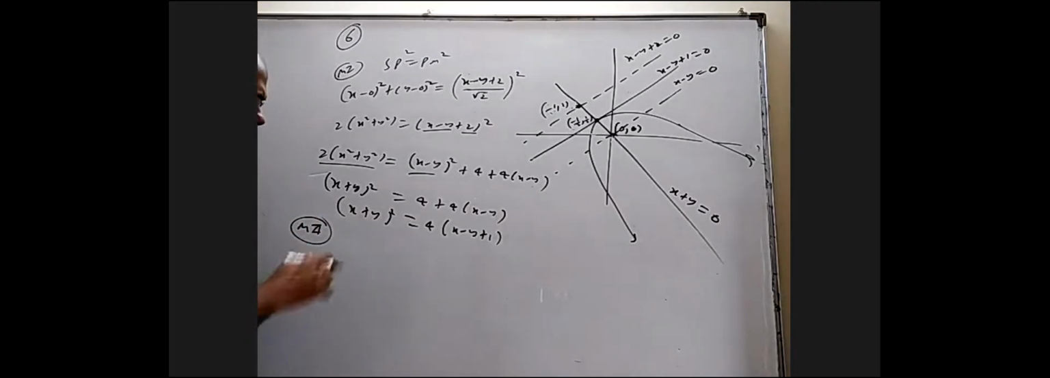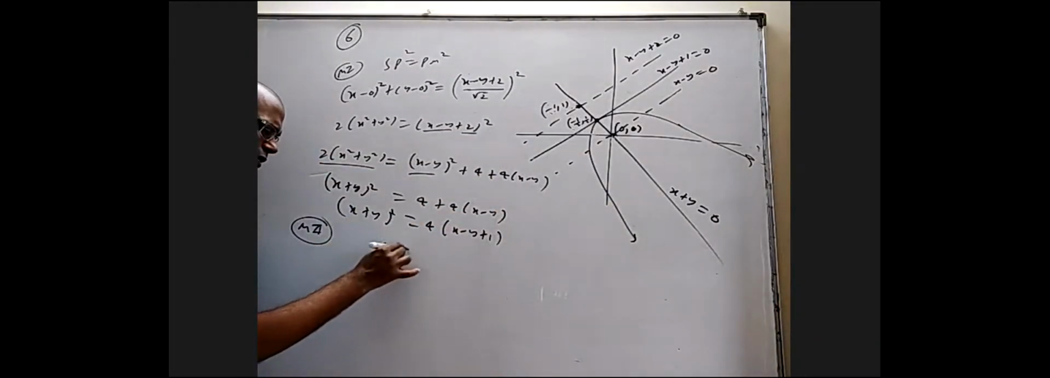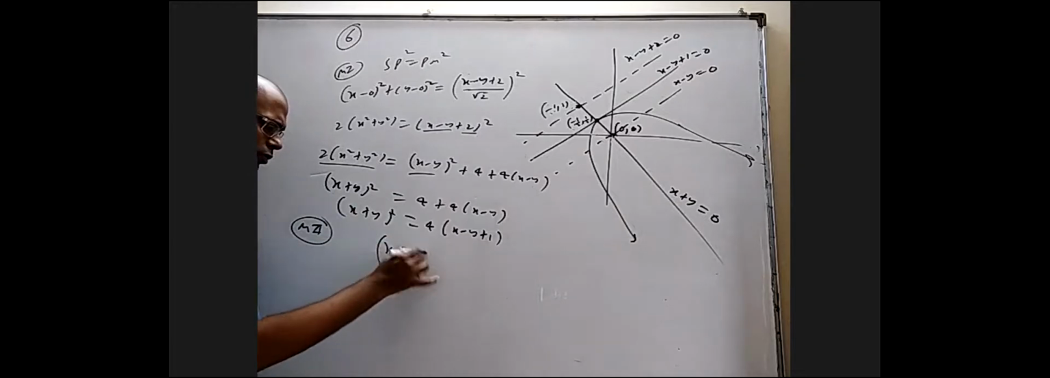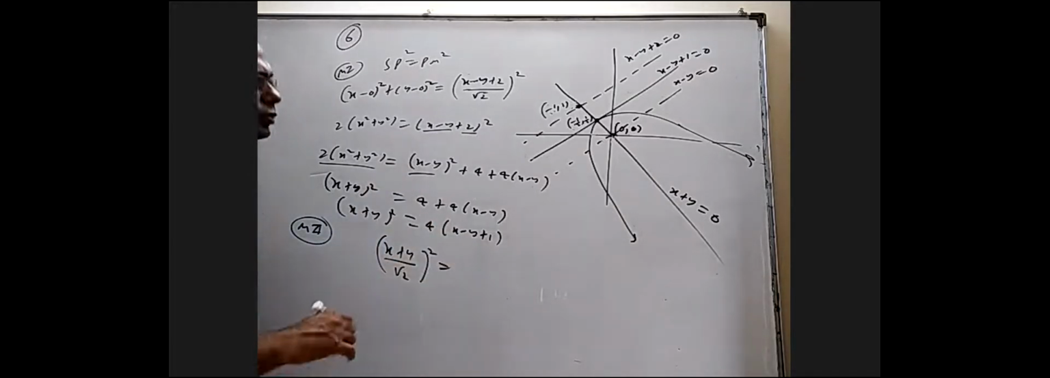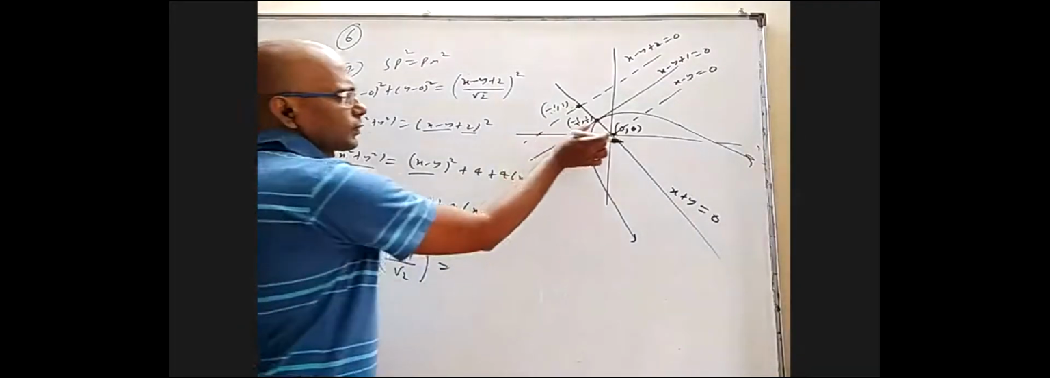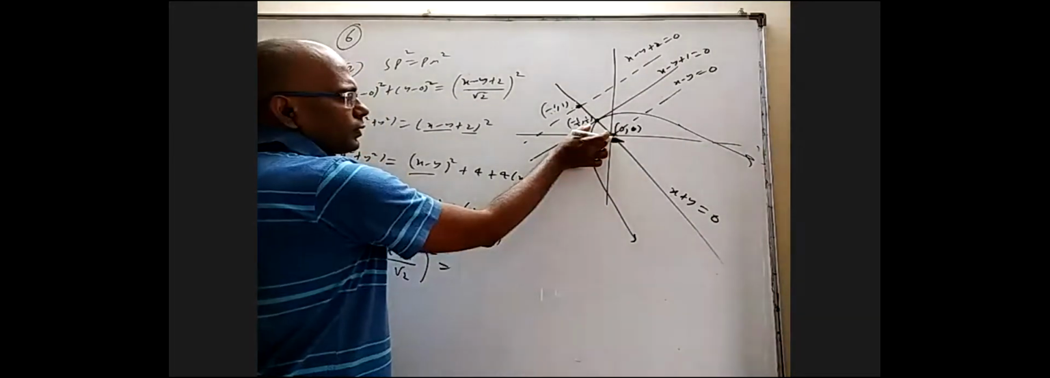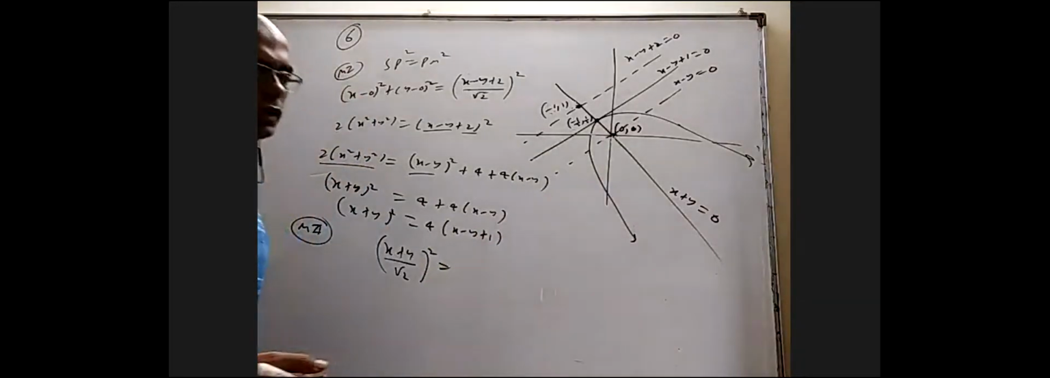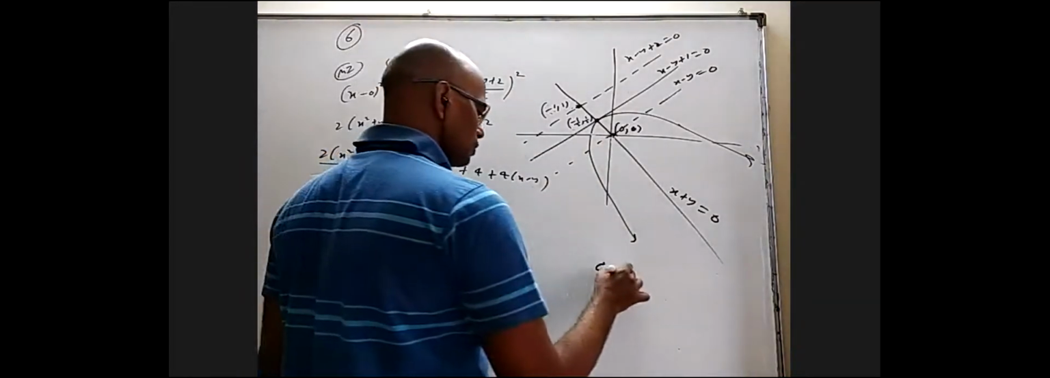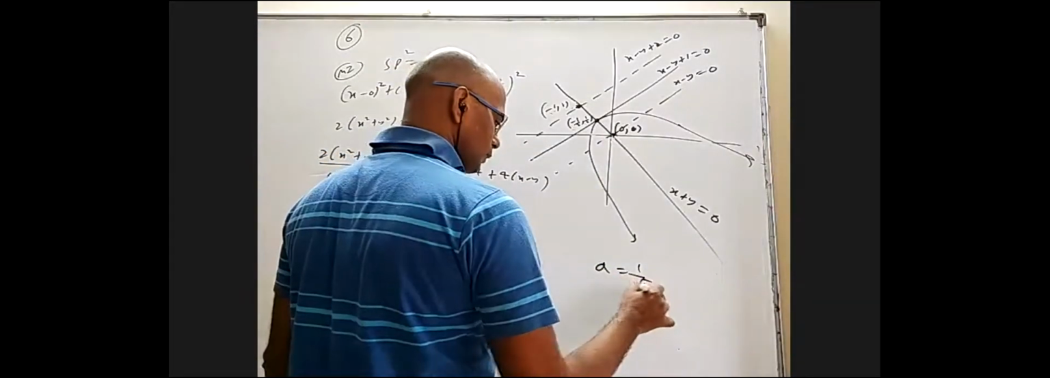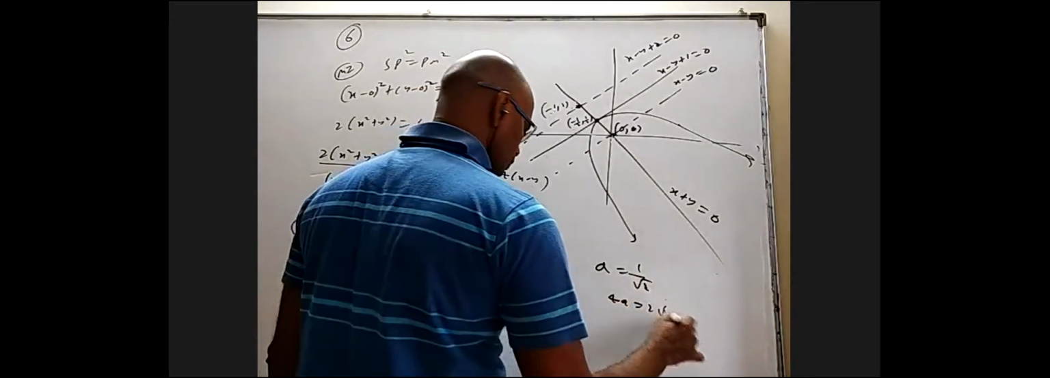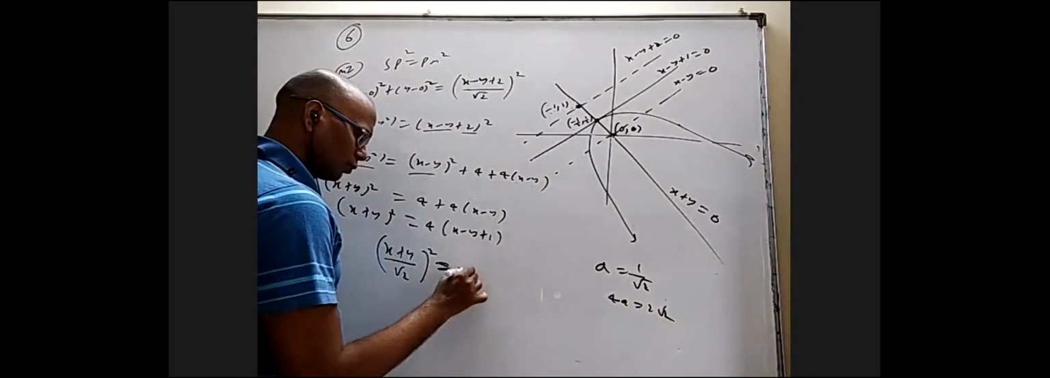Otherwise, I can use the new definition: distance to axis whole square. What is the axis? x plus y. Take any point on the parabola, distance to axis is (x plus y) by root 2, whole square, equal to latus rectum. What is the latus rectum? This length is 1 by root 2, the a value. So the a value is 1 by root 2, so 4a value is 2. So I need to write here 2.